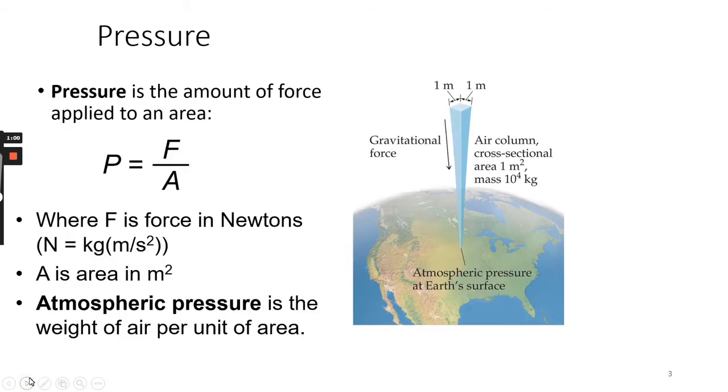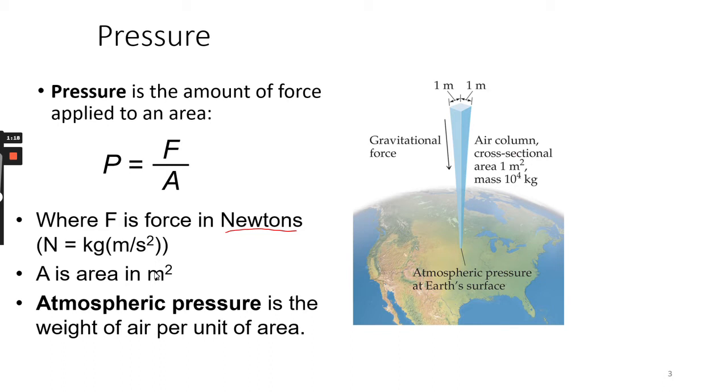So let's talk about pressure first. Pressure is the amount of force applied to a certain area. So it's force over area, where your force is measured in what we call newtons, which is equal to a kilogram times a meter per second squared. And A is your area in meters squared.